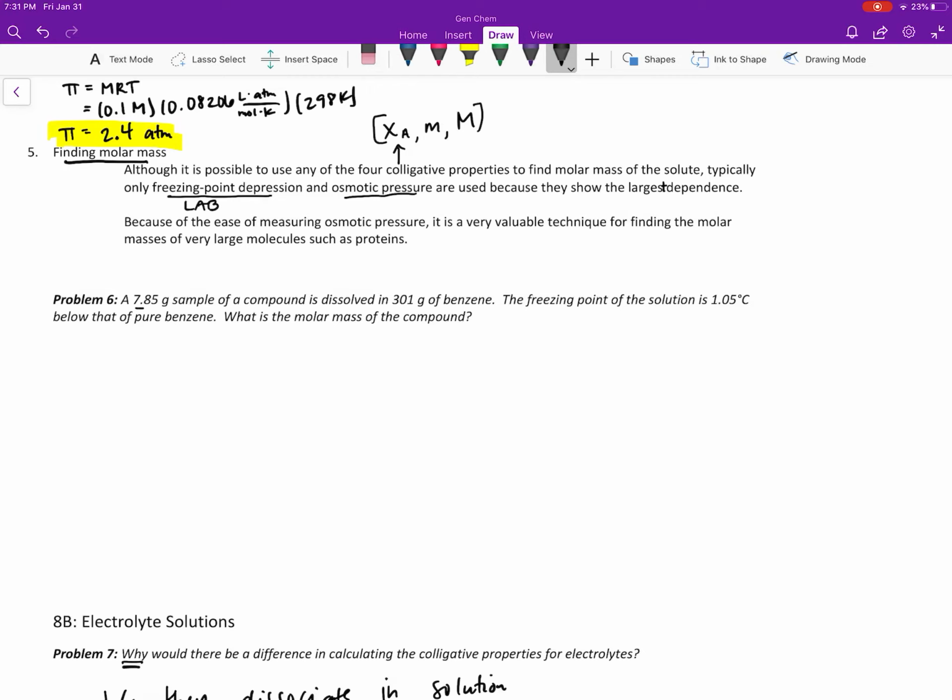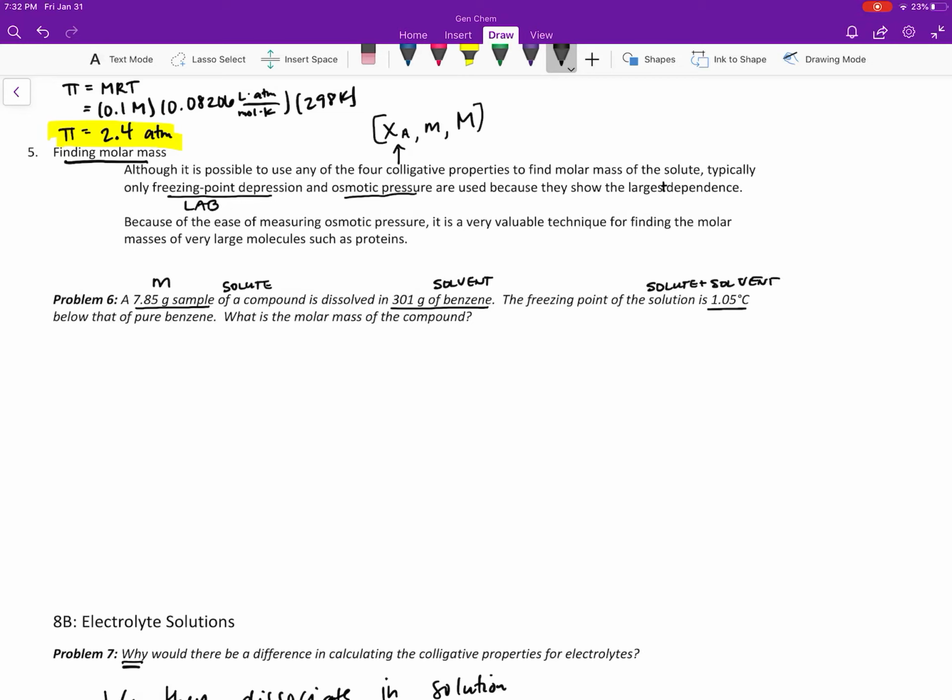So we have a 7.85 gram sample, and in lab this was our p-dichlorobenzene or our unknown, but this is our solute, what we dissolved. And it's dissolved in 301 grams of benzene. So this was our cyclohexane. And so this was our solvent, what we dissolved our p-dichlorobenzene or our unknown in. Now the freezing point of the solution, the mixture, so this is solute plus solvent.